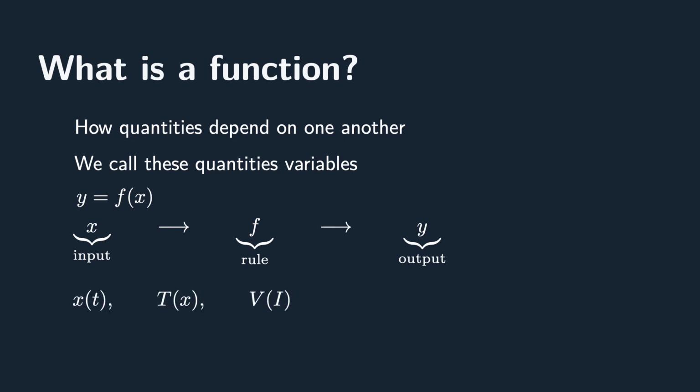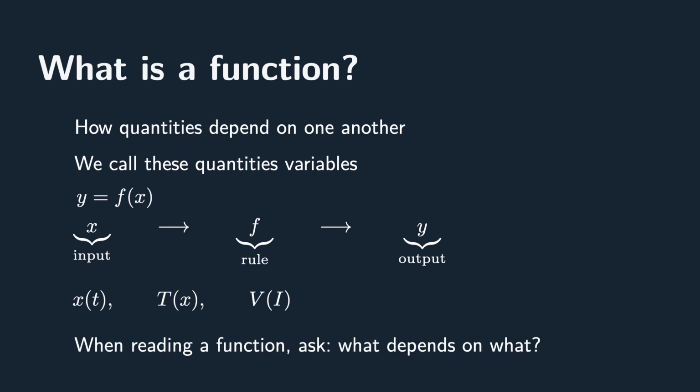Position might depend on time, temperature might depend on position, and voltage might depend on current. The names of the variables do not determine their relationship. We have to look at how the variables are connected. So, when reading a function, the useful question is, what depends on what?